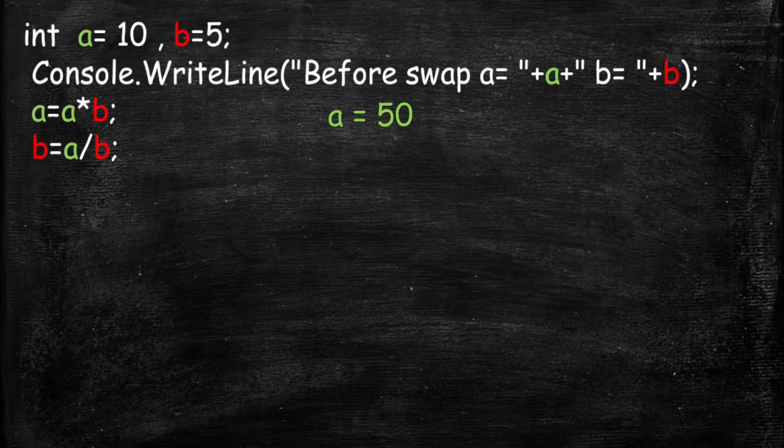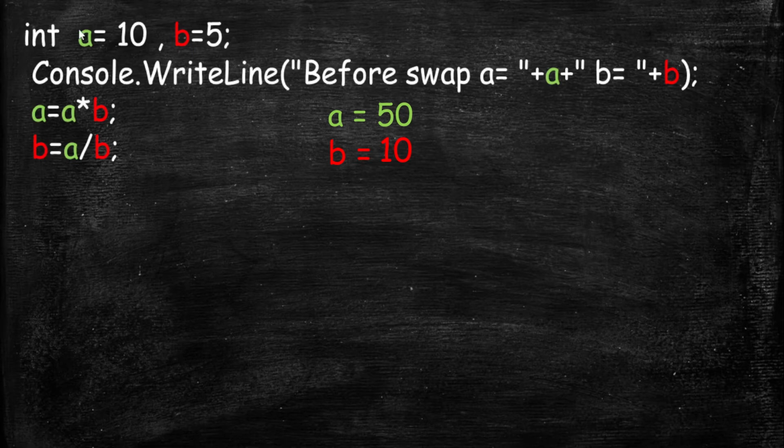Then we divide it to get the B value. So our A has become 50, divided by B, which is 5. So 50 divided by 5 gives us 10. So our B will become 10. So now as you can see, our B value is 10. We are already halfway through.